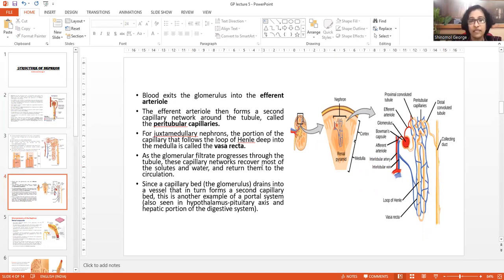These capillary networks recover most of the solutes and water and return them to the circulation. A capillary bed drains into a vessel that forms a secondary capillary bed. This is an example of something known as a portal system.